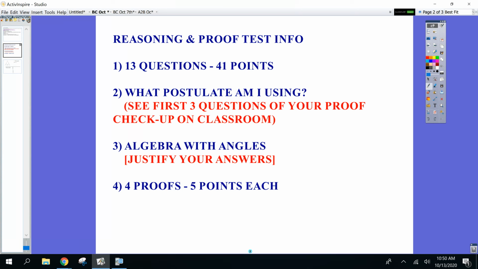What else is gonna be on there other than proofs? Don't just focus on proofs, algebra with angles. I think we do some of that almost every night, right? Where you guys set up an equation, solve for x, plug it back in if you need to, and then tell me why. Okay, vertical angles are equal. Linear pairs are supplementary. You guys have been justifying all the time. And then we're gonna play a little game at the beginning of your test. What postulate am I using? And I'll show you, I know you guys are copying stuff down, so I'll show you what I mean by that in a second. And that's the test. Okay, that's basically the test for you guys.